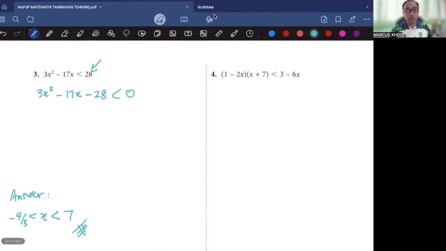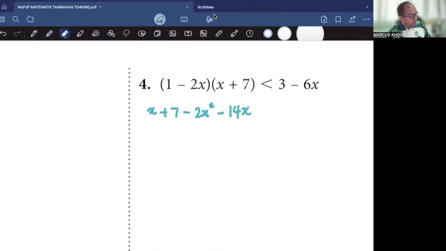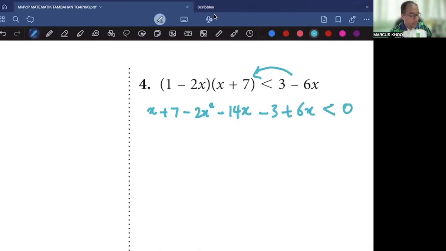Oh, wow, look, even more complicated. So the first thing that needs to happen is these two you have to multiply. When you multiply, you will get x plus 7 minus 2x squared minus 14x. Then I'm going to bring everything over to the left. Minus 3 plus 6x is less than 0. Now when you simplify this, you'll get minus 2x squared minus 7x plus 4 is less than 0.